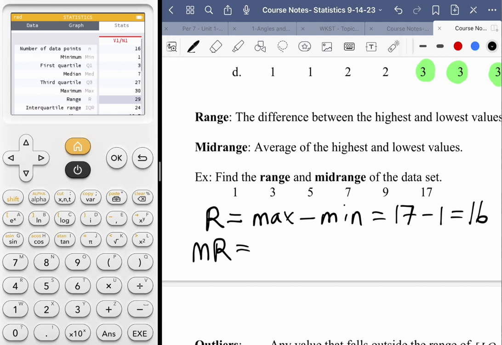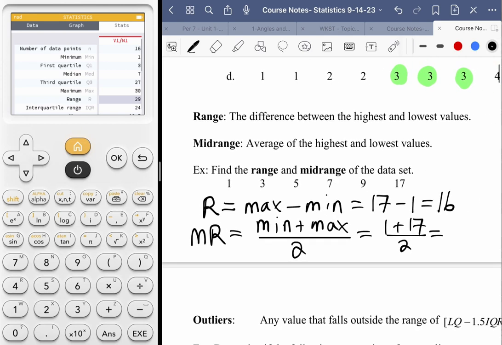The mid-range, this is probably, I would say, the most common error in this unit of statistics. And I mean like just in general, and I also mean on a unit test. Right? Because people figure, right, the range is max minus min. Well, the mid-range must be half of that. That's not the case. Right? The mid-range is the average of the max and min, or we could say min plus max divided by 2. So 1 plus 17 divided by 2, 18 divided by 2 is 9.